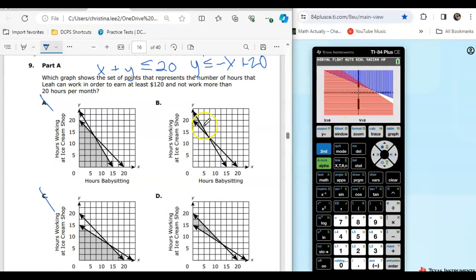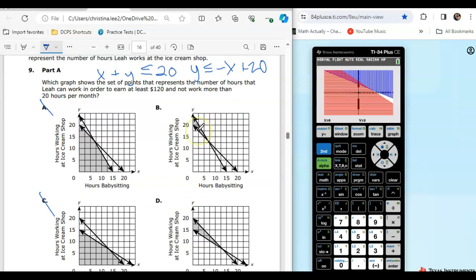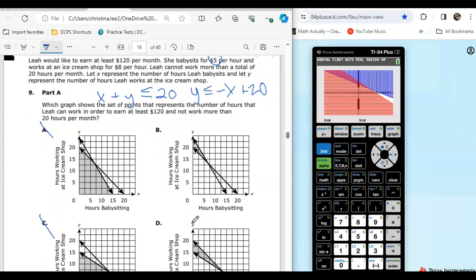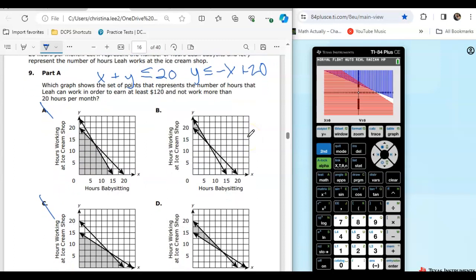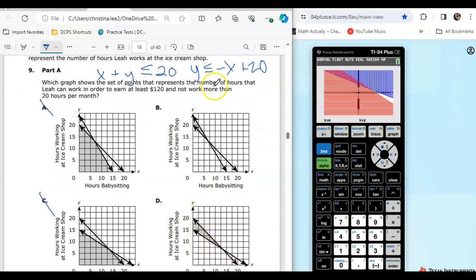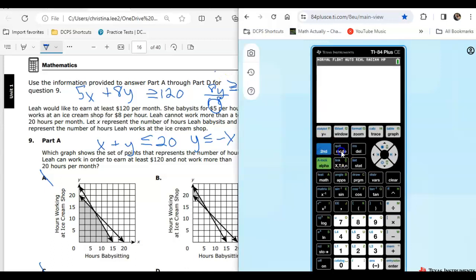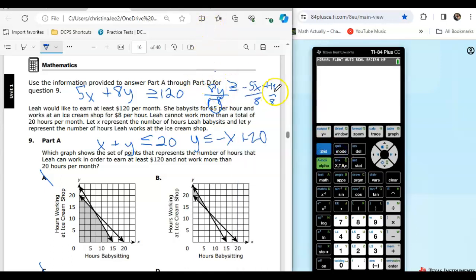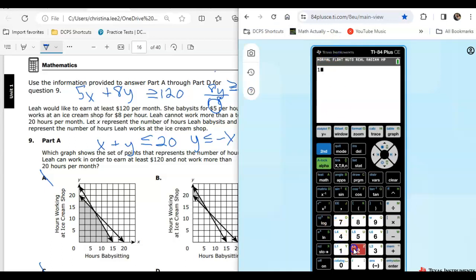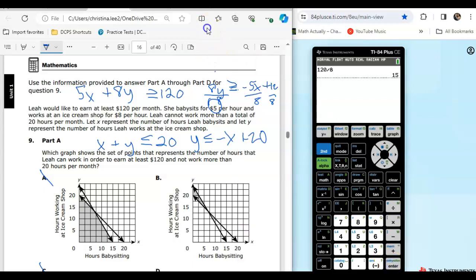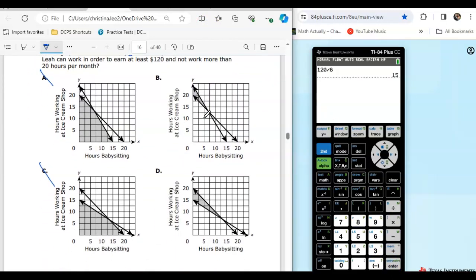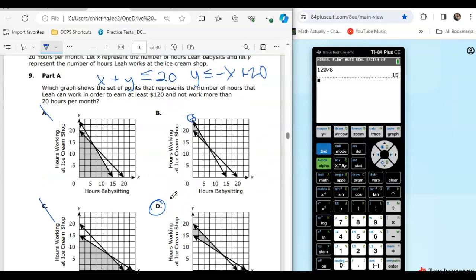But the thing now we need to look at is where these are crossing the axes, right? So the one y-intercept would be 20, which we have a 20 on both of them, right? But the other y-intercept would be, let's see, go back here, it would be 120 divided by 8. So 120 divided by 8 gives us 15. So the other y-intercept would be 15. And so that means it can't be B because B's other y-intercept is up here somewhere. And so D is going to be what our best solution is based on that.